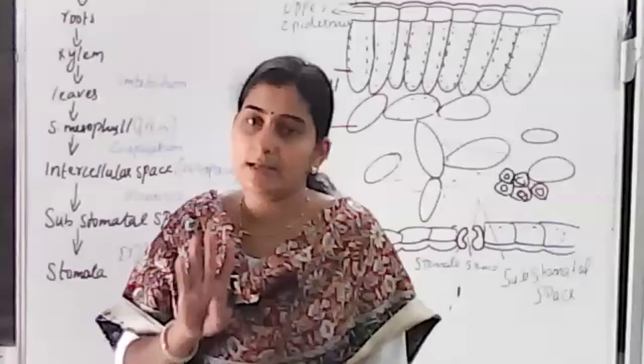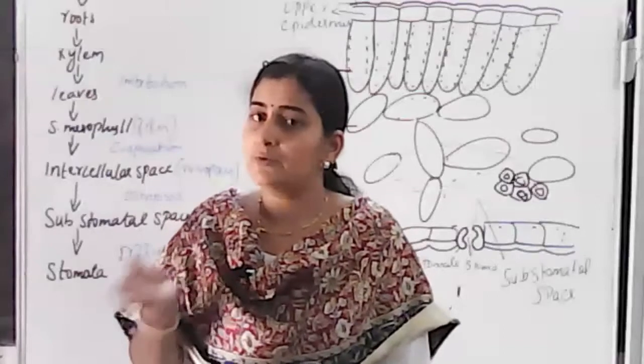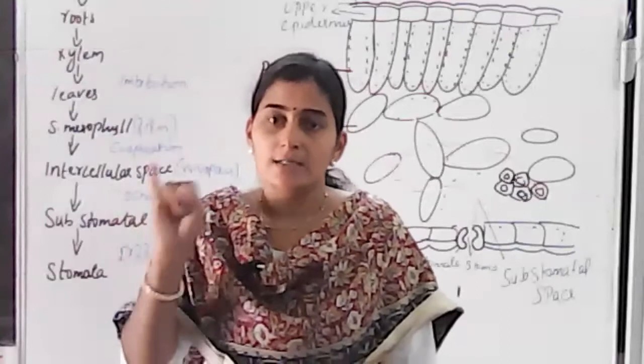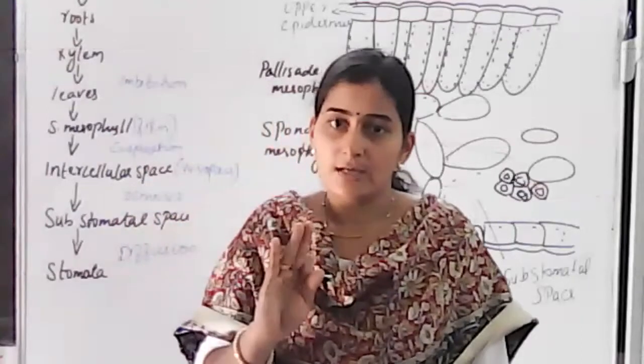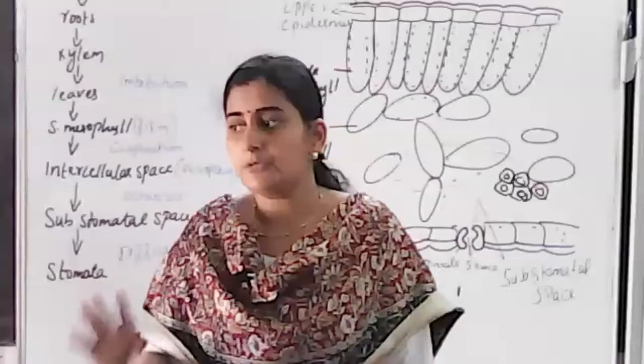Substomatal space, mark it as 4. Then stomata is shown there and water is given out through stoma, mark it as 5. So you got the pathway: xylem, spongy mesophyll cell, intercellular space, substomatal space, then comes the stomata or stoma. This is the pathway of water.